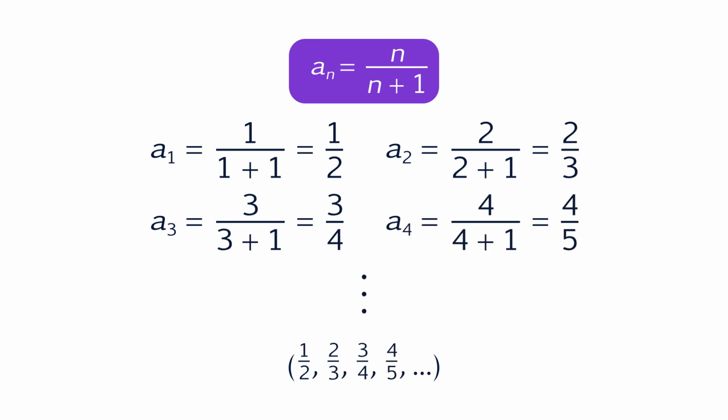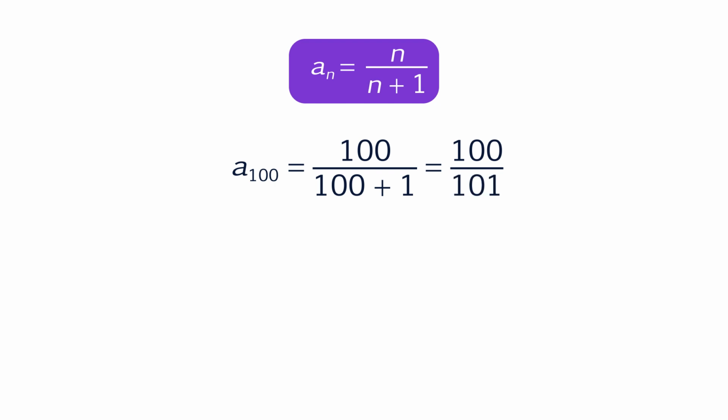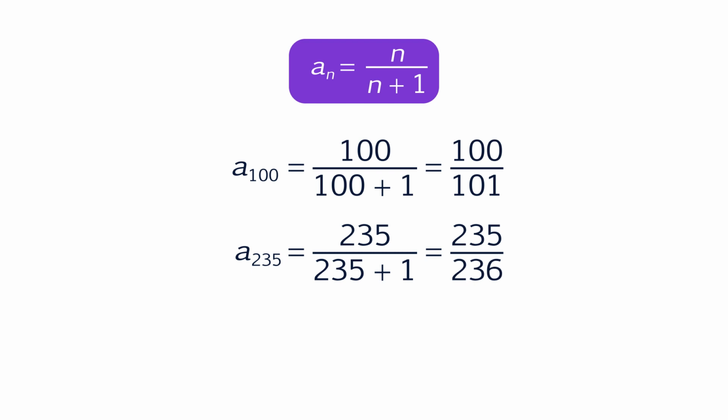You can't write all the elements. It's an infinite sequence after all. But because you know the explicit formula, you can calculate the value of any element in the sequence without having to know the elements before. What is a_100? It's 100 over 100 plus 1, or 100 over 101. a_235 is 235 over 236.